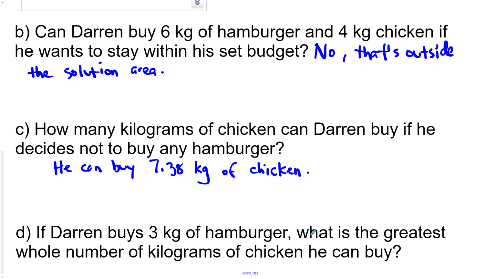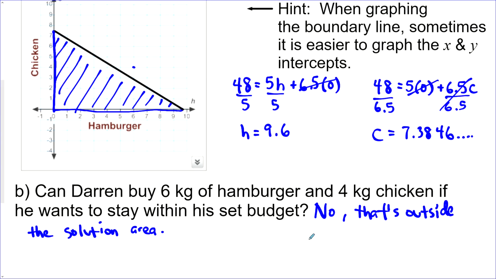All right, and last, if Darren buys 3 kilograms of hamburger, what is the greatest whole number of kilograms of chicken he can buy? Well, let's look at our solution area, 3 kilograms of hamburger. Now find it here and we go up. You can definitely buy 1, 2, 3, 4, 5. Now that looks like 5 is good, but since it's so close to the line, I'll just check that algebraically.